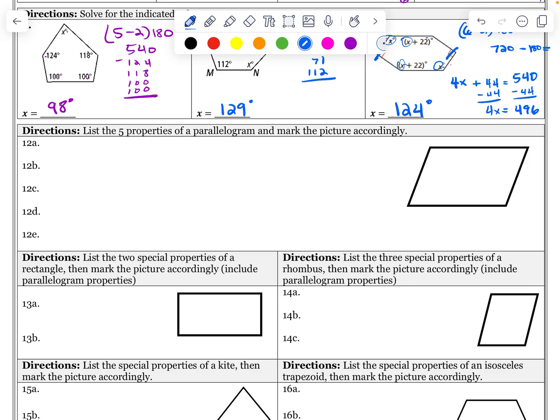All right, 5 properties of a parallelogram. So both pairs of opposite sides are parallel. Both pairs of opposite sides parallel. We also have both pairs of opposite sides are congruent.